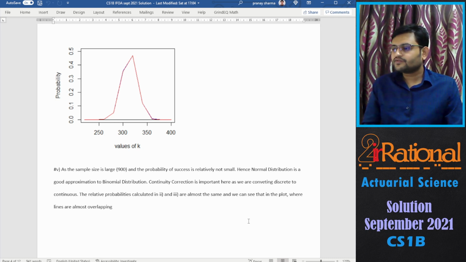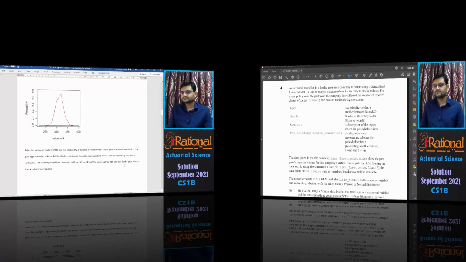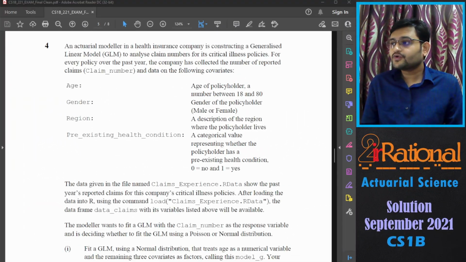The relative probabilities calculated in part 2 and part 3 are almost the same, and we can see that in the plot where the lines are almost overlapping. I have not written anything here, but you can say this shows that a normal approximation is a good approximation for this binomial distribution. Let's read question number 4.